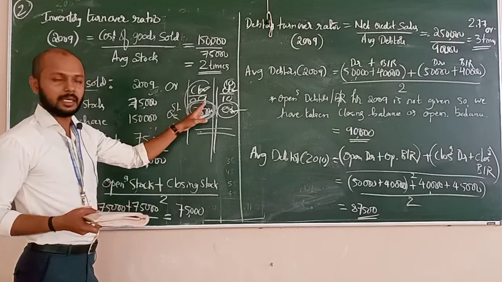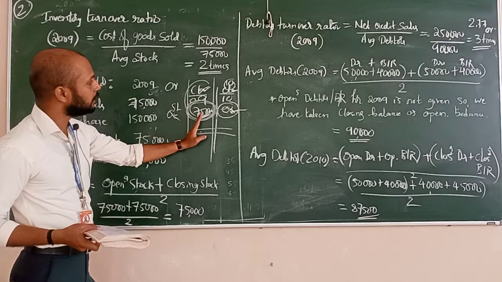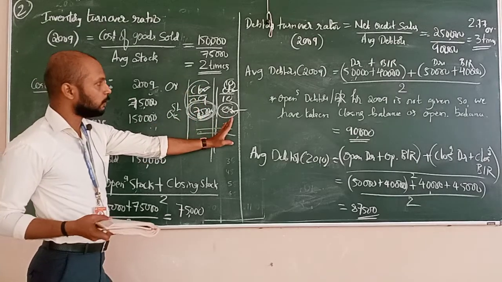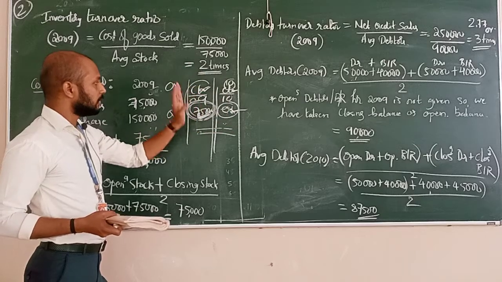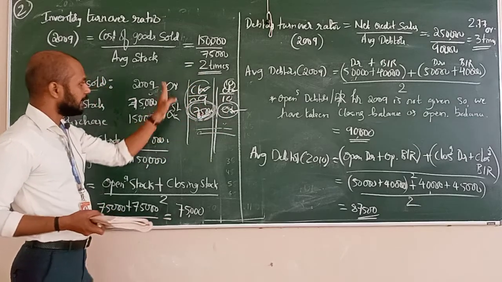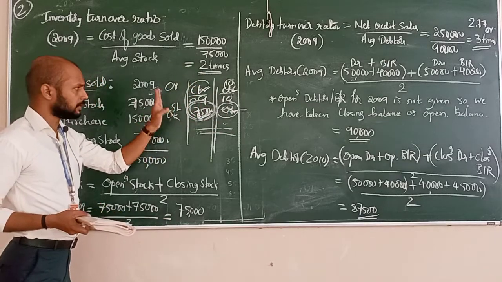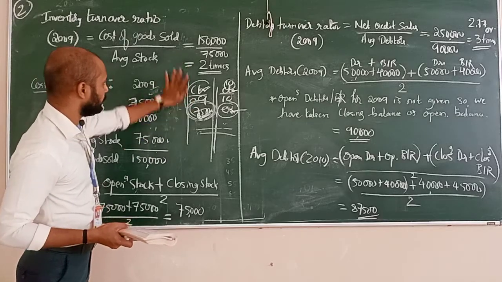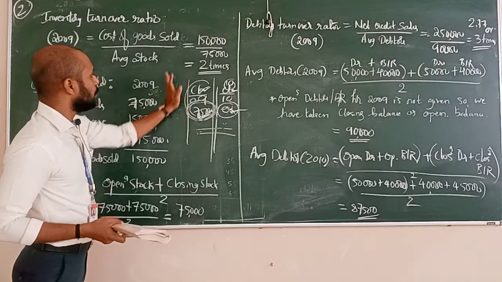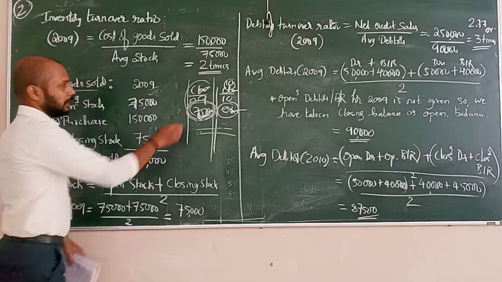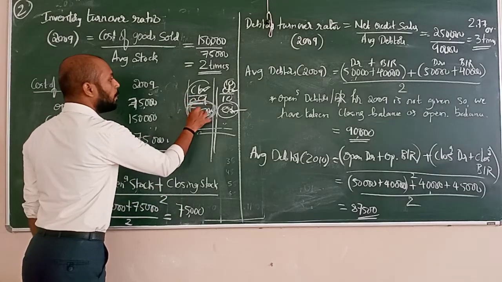So 2009 balances, closing balances, become 2010 opening balance. In the same way, the opening balance for 2009 would be the 2008 balances, that is closing balances of 2008. But in the question we have not been provided the balances of 2008. That means for 2009 there is no opening balance, right?